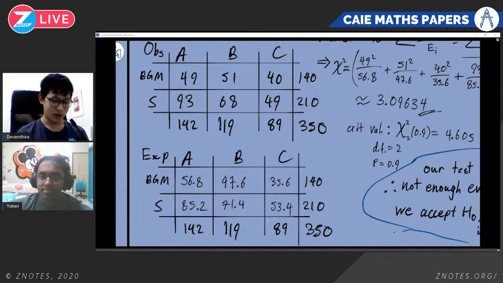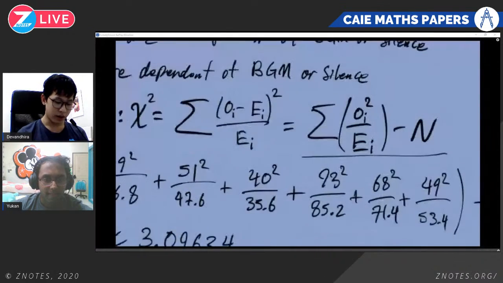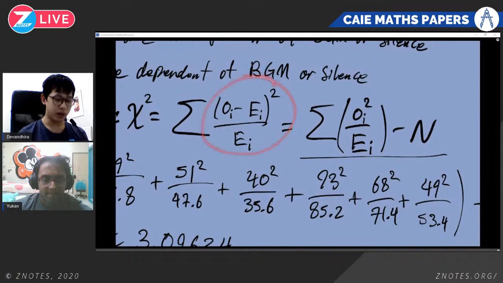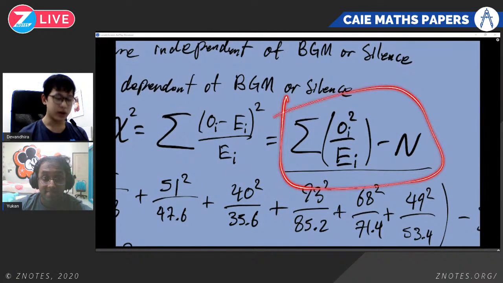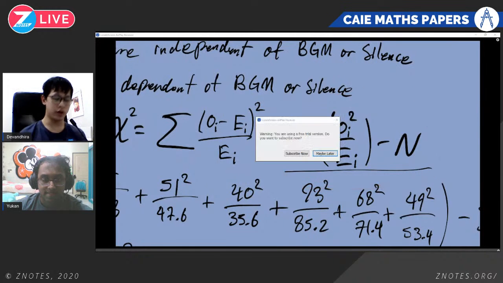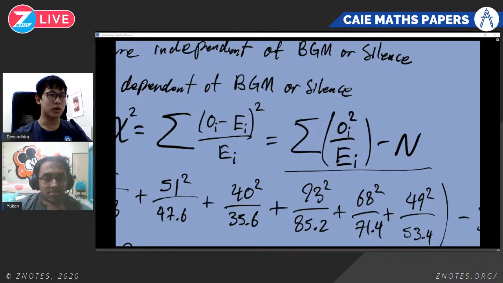Mm-hmm. But there is another trick. If you simplify this part, you would get this. This is a much simpler formula you can use. Instead of doing observed minus expected each time, which would be really tiring, there is a handy shortcut.